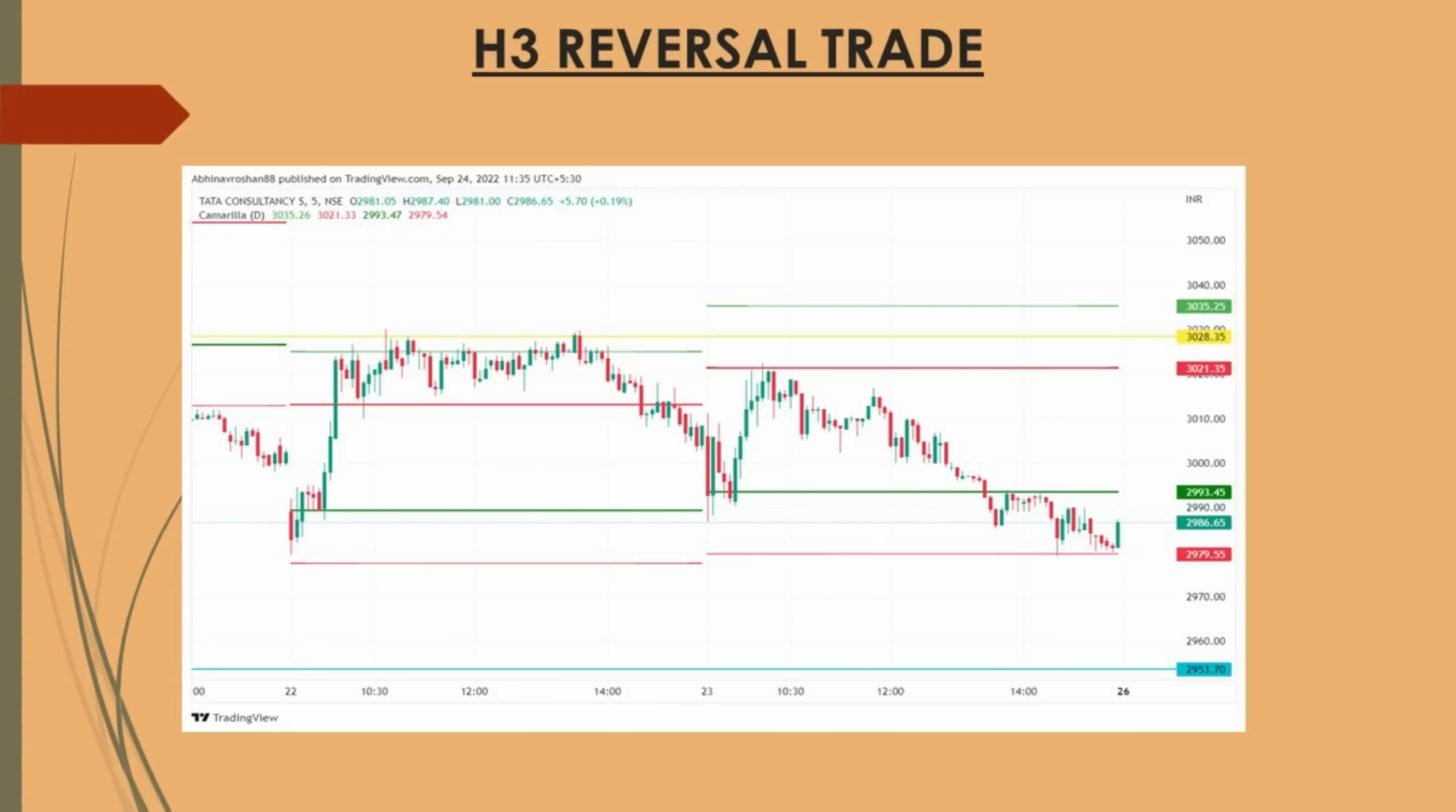H3 reversal trade. This is a 2-day chart of TCS. On 23rd September, TCS reversed from H3 and a short trade at H3 achieved a target at L3 and beyond. The same TCS on 22nd September pierced through and reversed from H4 instead of H3. It did break H3 in a single 5-minute candle. The above price action shows that it is not always true that price will reverse from H3. Instead, it might reverse from the next pivot.